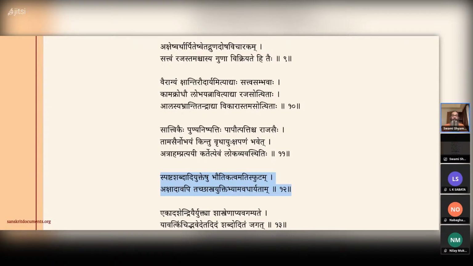Somebody says, let go. The other one is, no, no, I want to get it. The winner takes it all. I need to have it. When you have that kind of an attitude, what they call the killer's attitude, that is rajasika.